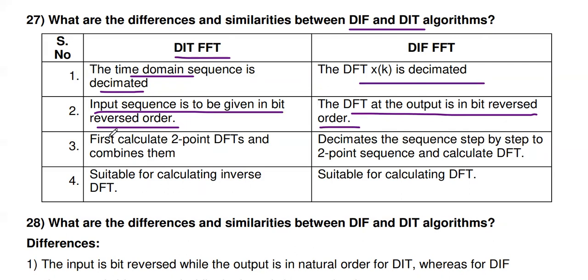Then in the DIT algorithm, first calculate the 2-point DFT and then combine them: first 2-point DFT, then 4-point DFT, 8-point DFT, and so on. But in DIF, it is reverse. First 8-point DFT, then 4-point DFT, then 2-point DFT. So it decimates the sequence step by step to 2-point sequences and calculates the DFT. In DIF, the last stage is 2-point DFT. In DIT, the first stage is 2-point DFT.